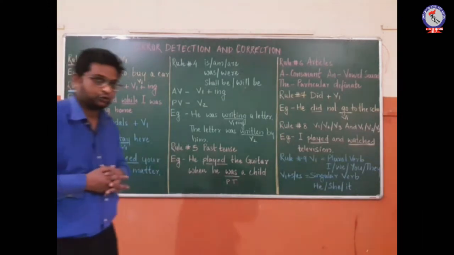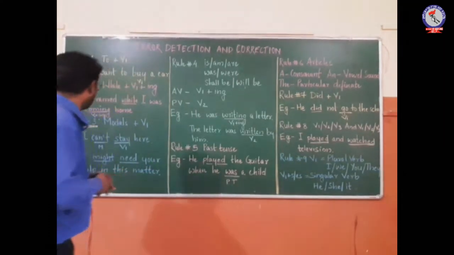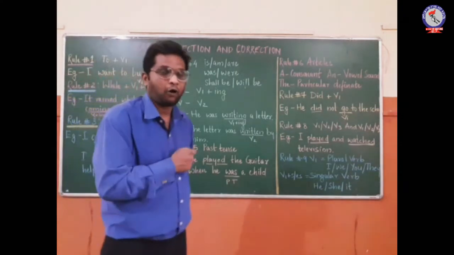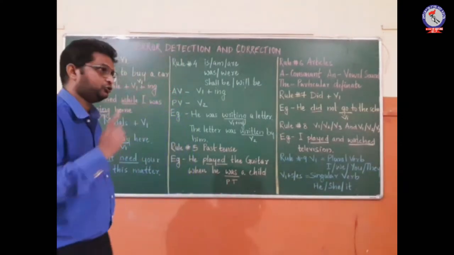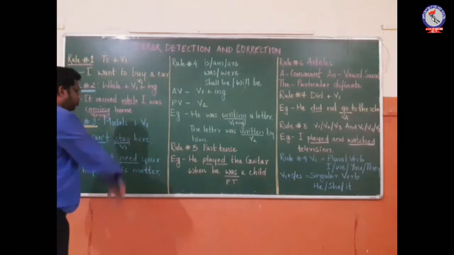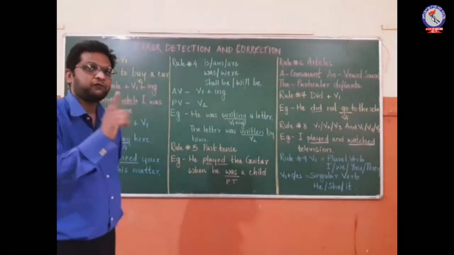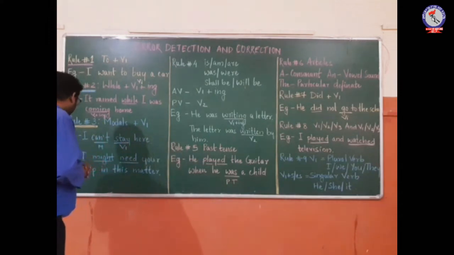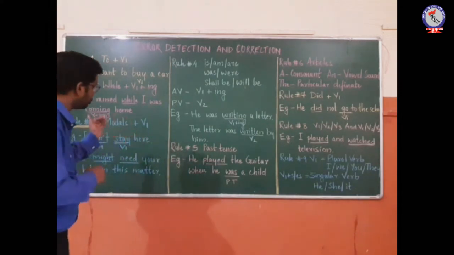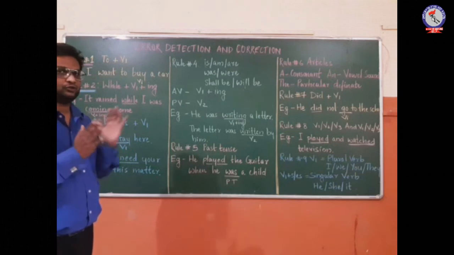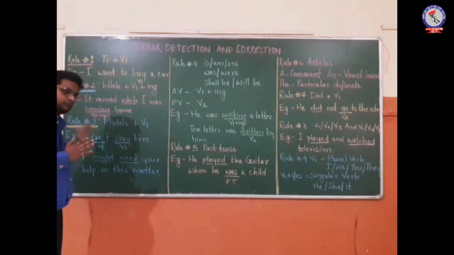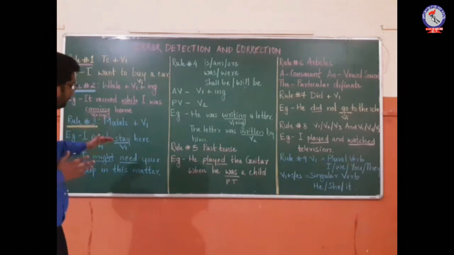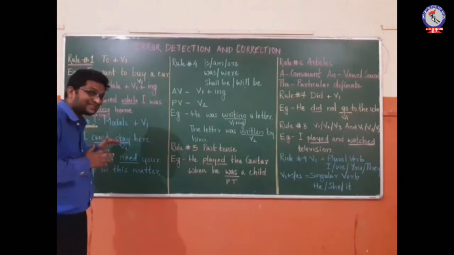Let's move on to rule number 3, modals plus verb first form. Now, rule number 3 says that always with modals, the first form of verb will be used. See here, example: I can't stay here. You see, can't is a modal and verb first form we have used is stay.